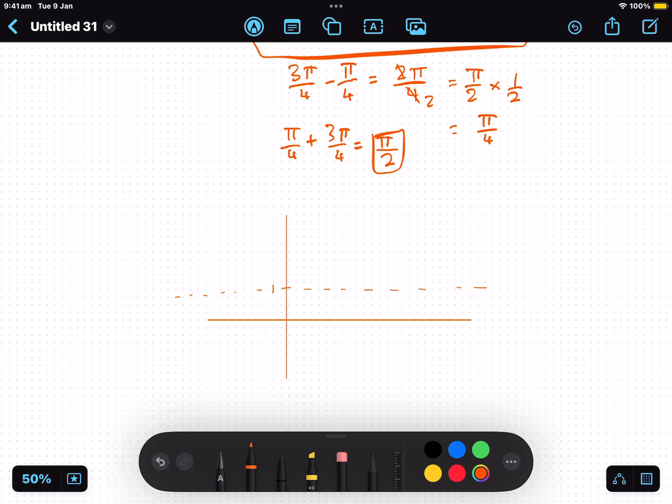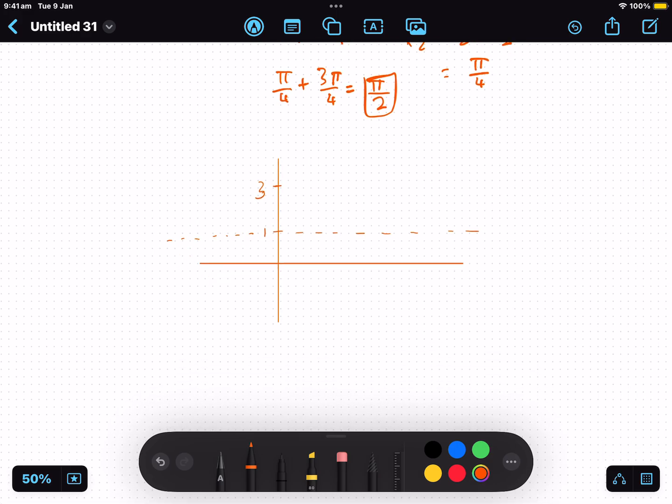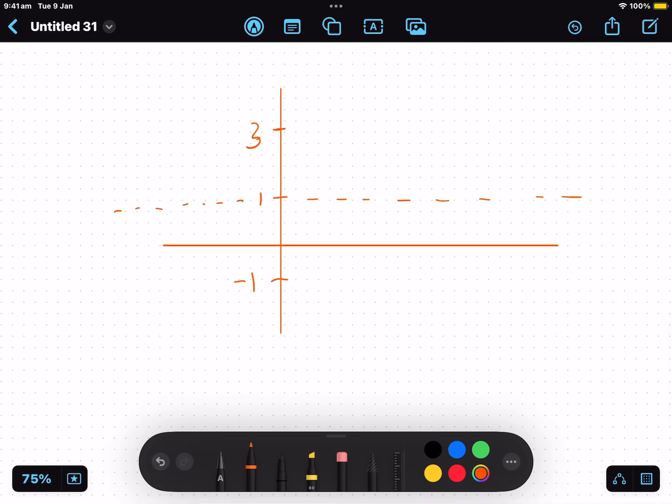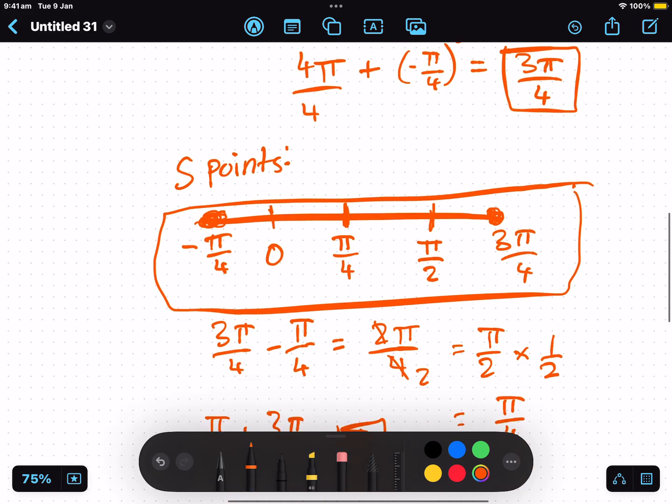And we're going up 2. So we'll go here. 3. Because 2 plus 1 is 3, and then obviously we'll go 2 down. So -1. Then we've got our 5 points on our graph. So our starting point is negative pi on 4. Obviously this is 0.